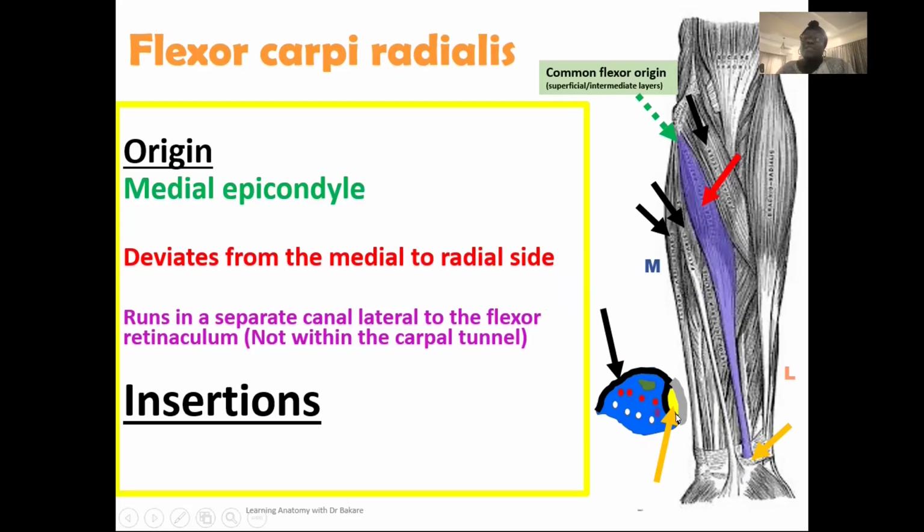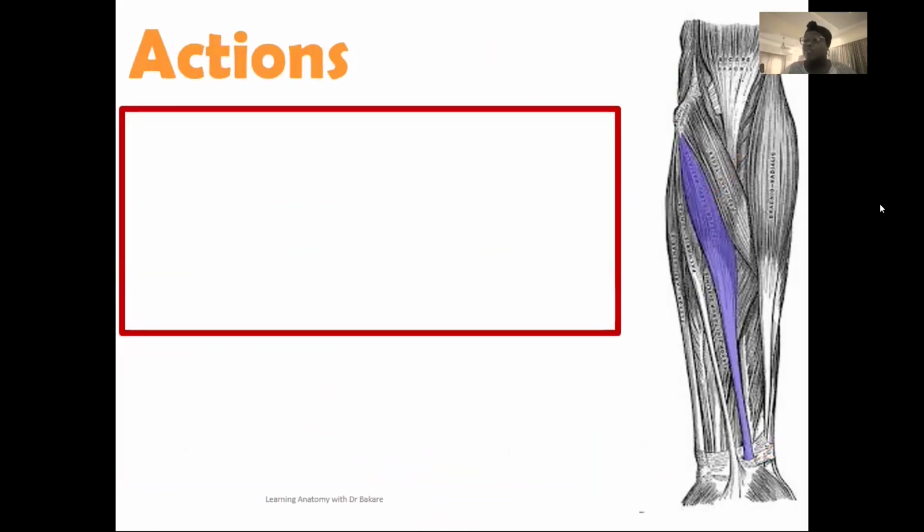So after passing through this canal, it is then seen to be finally inserted on the anterior surface of the base of the second metacarpal bone. Some of its fibers are also seen to be inserted on the anterior surface of the third metacarpal and also the trapezium. Let's look at the actions of this muscle.